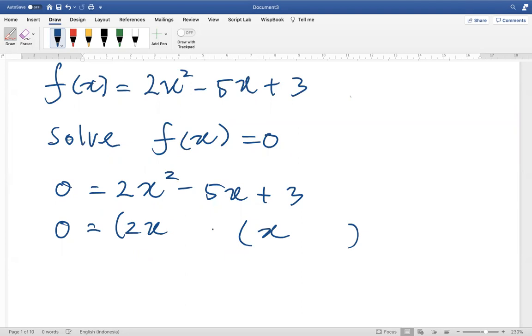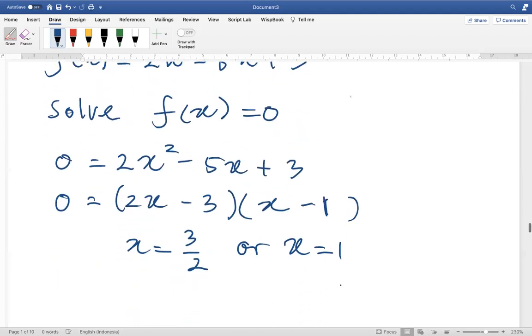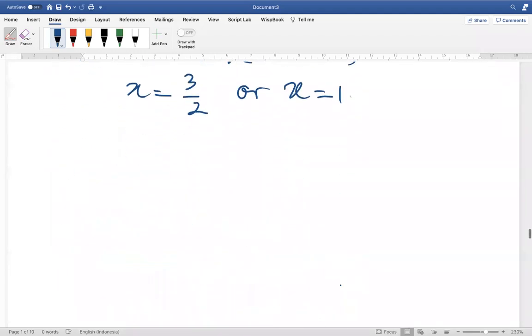So I know that this factors with minus 3, and then minus 2 and minus 1, right? And then we have x equal to 3 over 2 or x equal to 1. Okay, now let us apply fixed point iteration.